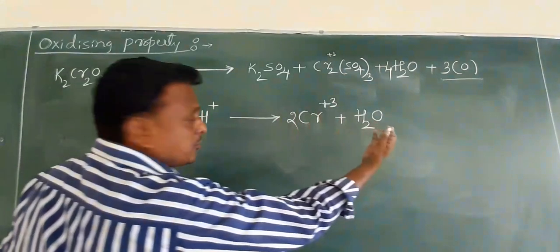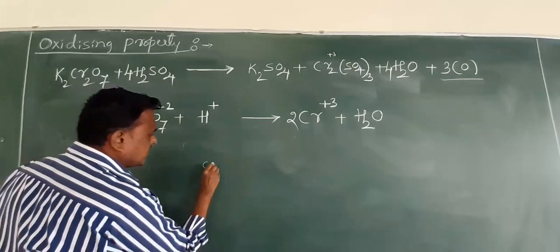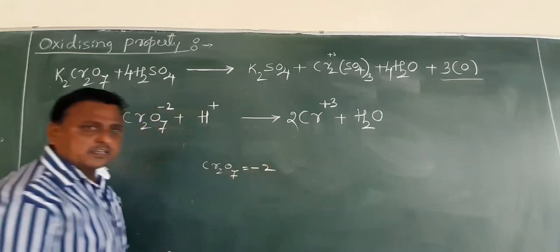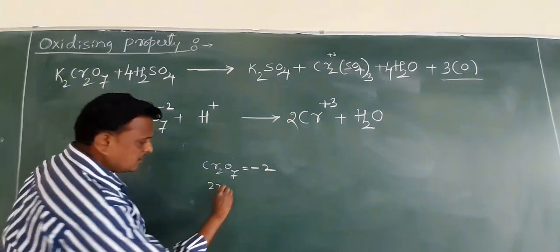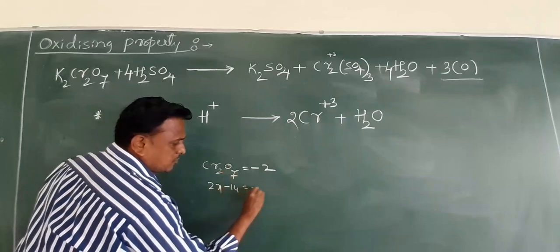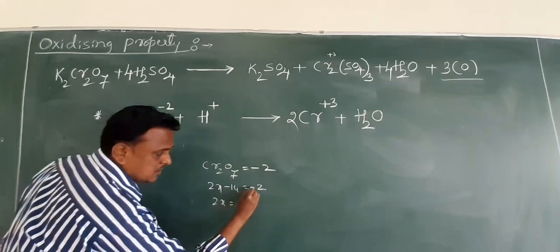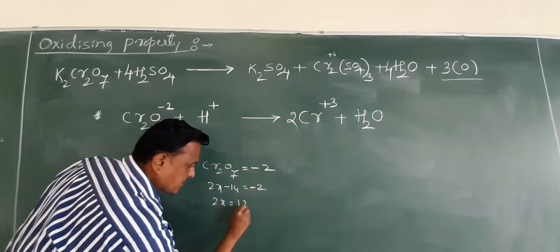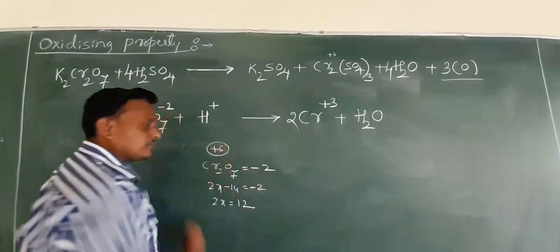Yes, how the component will be transferred. It is very simple, friends. Cr2O7 2- has a charge of minus 2. You can find the oxidation state: chromium is 2x, oxygen is minus 14, equal to minus 2. So 2x minus 14 equals minus 2, which gives 2x equal to plus 12, so x, chromium, is plus 6 here.